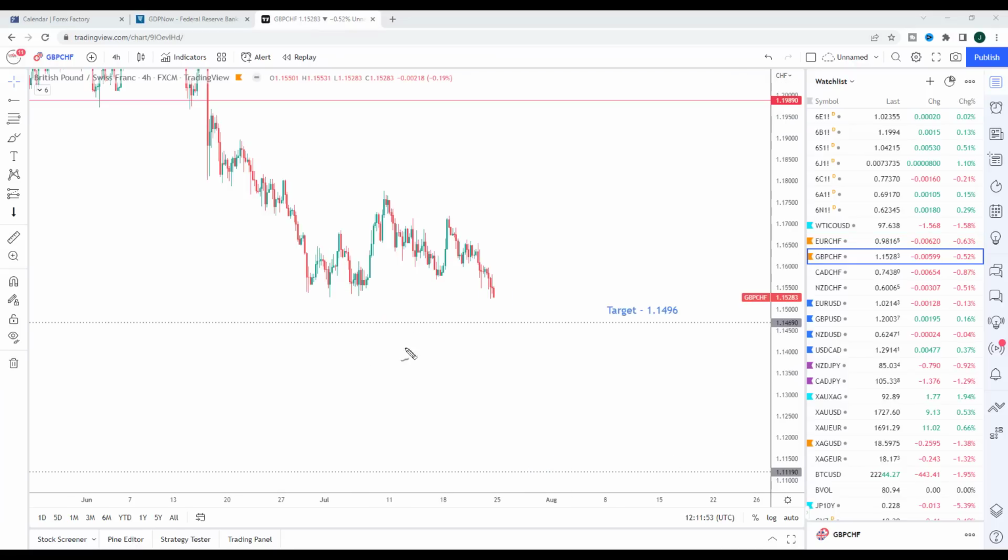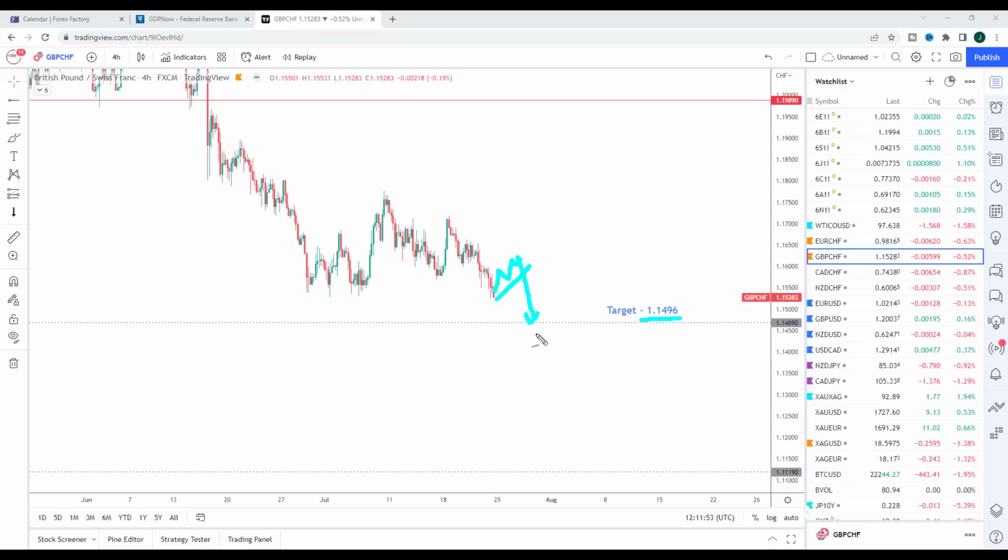Next is pound franc. This was a market we were looking at to be short last week. I am already short this from last week and I'm holding over the weekend, looking for further declines into the 1.1496. If you're not already short from last week, any pullback in this area would be another opportunity to look for bearish breakouts into the 1.1496.